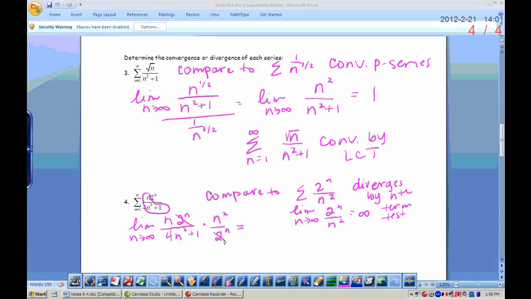Your 2 to the n's will cancel. The degrees on top and bottom match. Ratio of leading coefficients is 1/4, which is a positive finite number, so therefore they both diverge. It diverges by the limit comparison test.